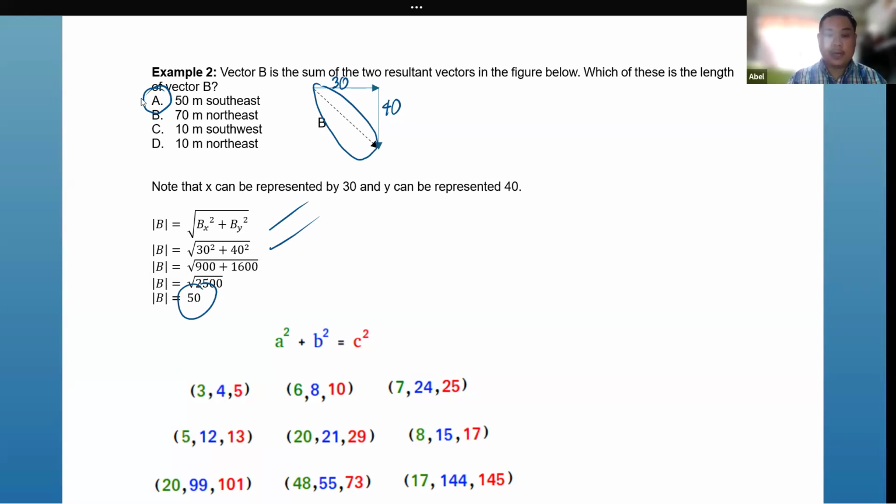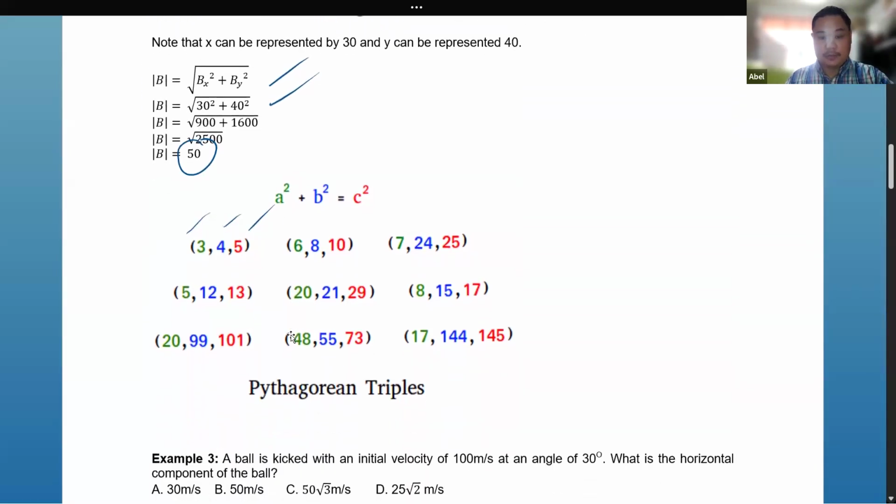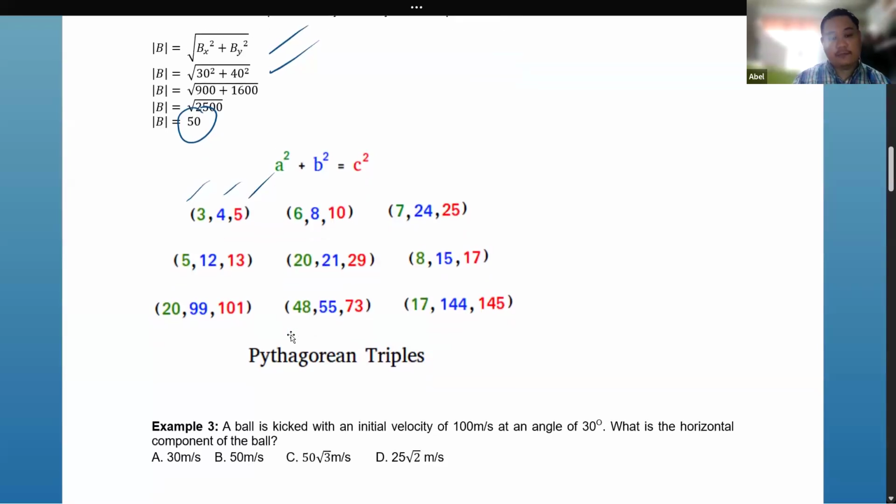Now, I would encourage you to memorize the Pythagorean triples. This one resembles 3, 4, 5, so 30, 40, and 50. Now, these are the Pythagorean triples. You can take a screenshot of these. This will be helpful, especially when you will be taking your examinations.